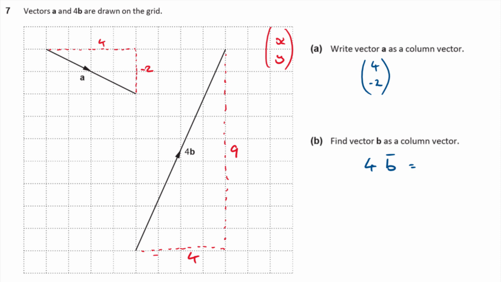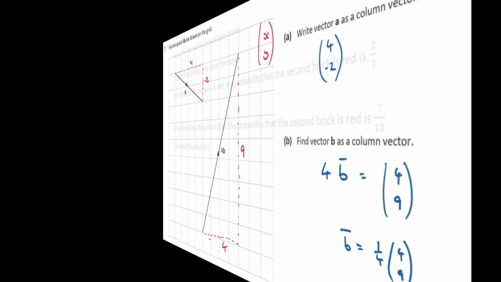So that's going to be 4, 9 then. So the vector b by itself is going to be a quarter of that then. So it's going to be a quarter of 4, 9, which a quarter of 4 is just 1, isn't it? So the top number is 1. Now the bottom number is going to be 9 divided by 4, which is, I'm just going to write it as 9/4 actually. So it's 1 and 9/4.